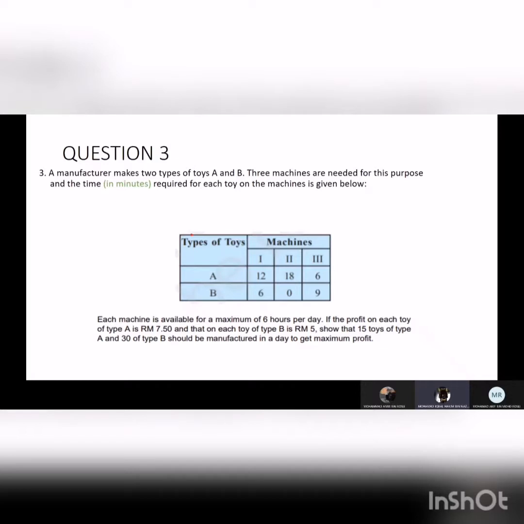Each machine is available for a maximum of 6 hours per day. The profit on each toy of type A is RM7.50, and on each toy of type B is RM5. Show that 15 toys of type A and 30 of type B should be manufactured in a day to get a maximum profit.